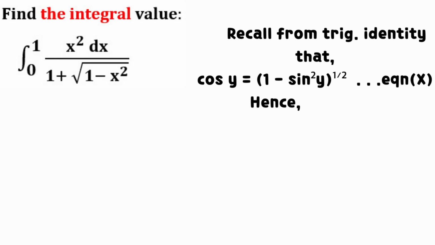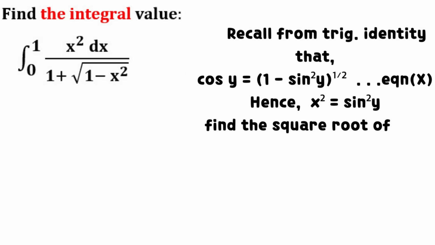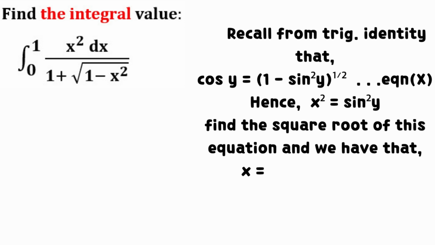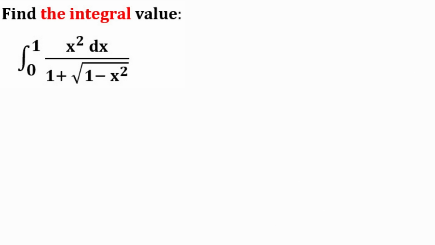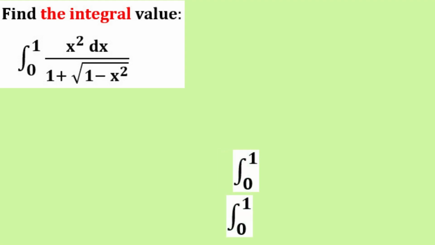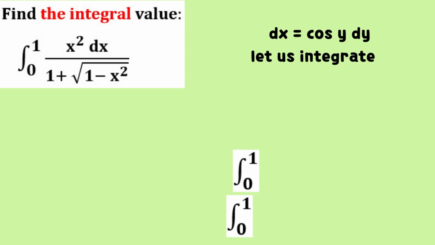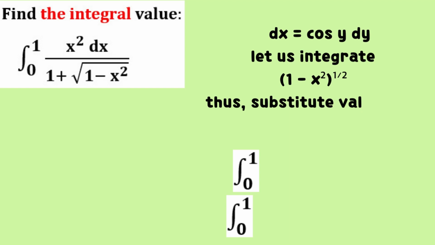Recall from trigonometric identity that cos y equals the square root of 1 minus sine square y. We call this equation x. After simplification, x equals sine y. We call it equation y. Differentiate both sides of equation y. dx equals cos y dy.